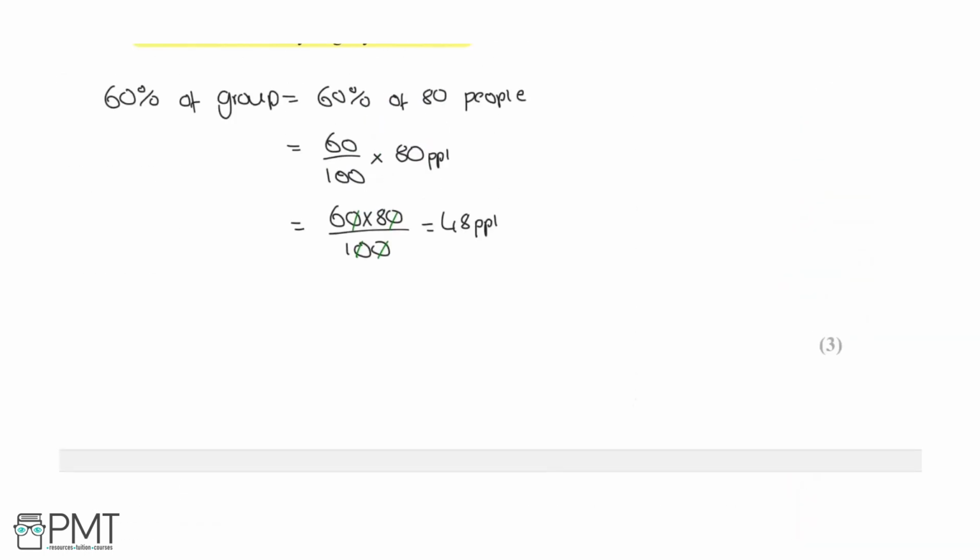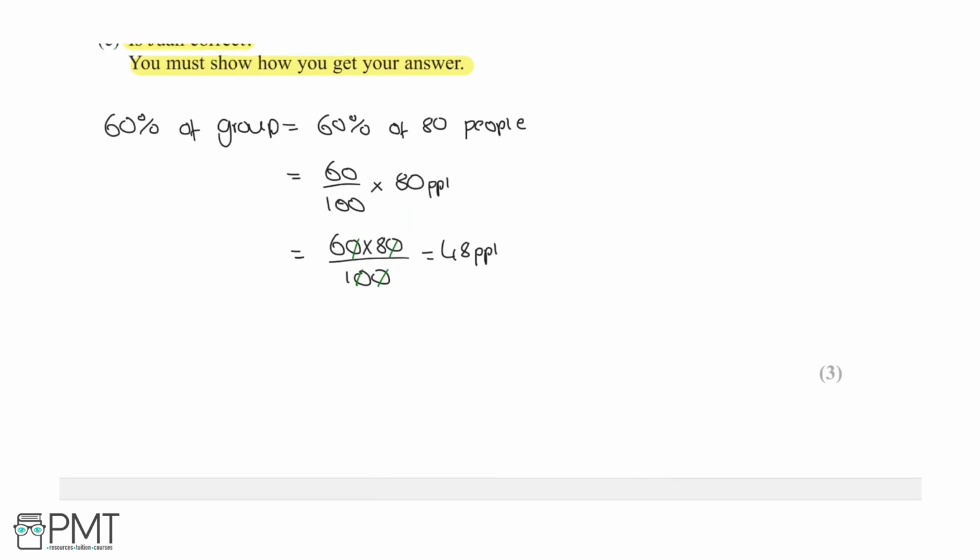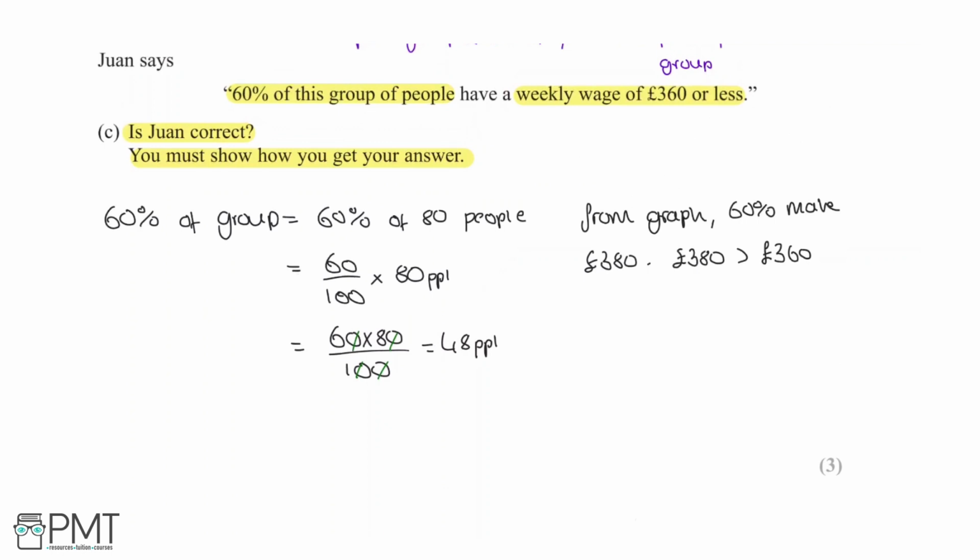So we'll come to our question and say, from the graph, 60% make £380 as their wage. £380 is greater than £360, which is what Juan said, and therefore, no, he is wrong. So what we've done here is worked out a value, used our graph, and come to a conclusion.